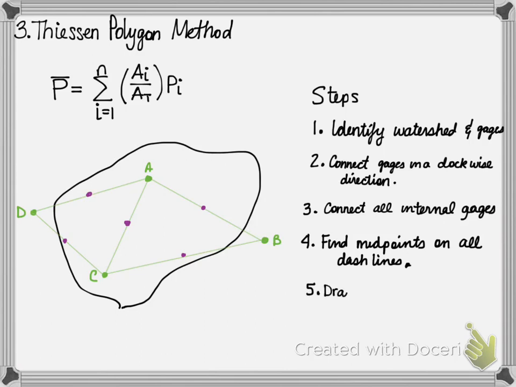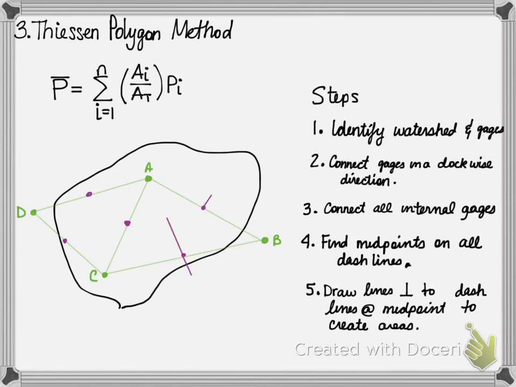Next, draw perpendicular lines to the dashed lines at the midpoints, extending to the watershed boundary or to where the lines intersect, as shown. Area AB and AD, area AA and AC.